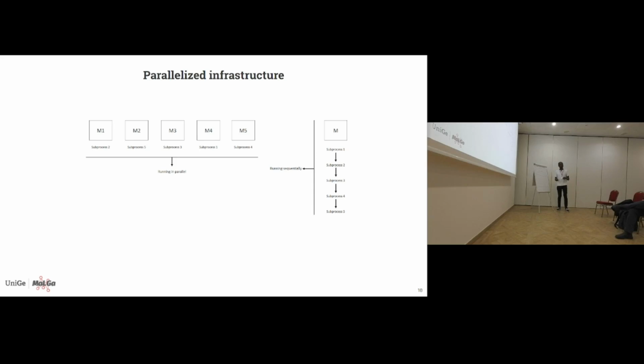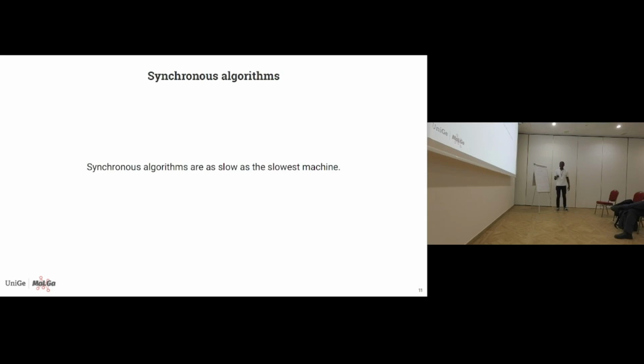And there are actually 2 ways to parallelize a system. There is what we call the synchronous way and the asynchronous way. The synchronous way is that at each step, every machine waits for each other. It's like you are moving with someone and there is one behind, you have to wait for it at each step. So your algorithm in the synchronous case will be as slow as the slowest machine. So that's the problem with the synchronous way.